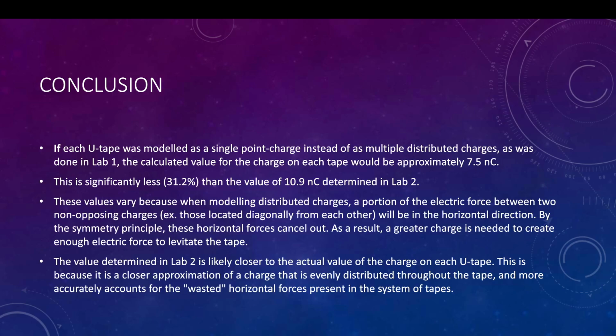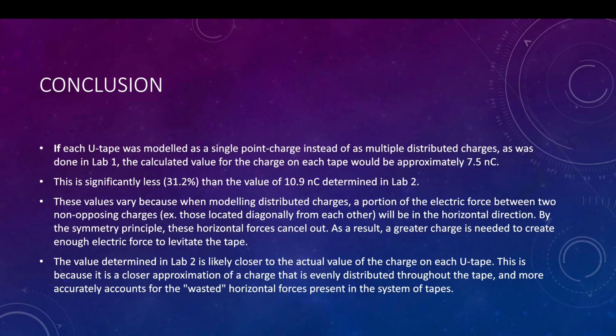If each U-tape was modeled as a single point charge instead of multiple distributed charges, as was done in Lab 1, the calculated value for the charge on each tape would be approximately 7.5 nanocoulombs. This is significantly less than the value of 10.9 nanocoulombs determined in Lab 2. These values vary because when modeling distributed charges, a portion of the electric force between two non-opposing charges, for example those located diagonally from each other, will be in the horizontal direction.